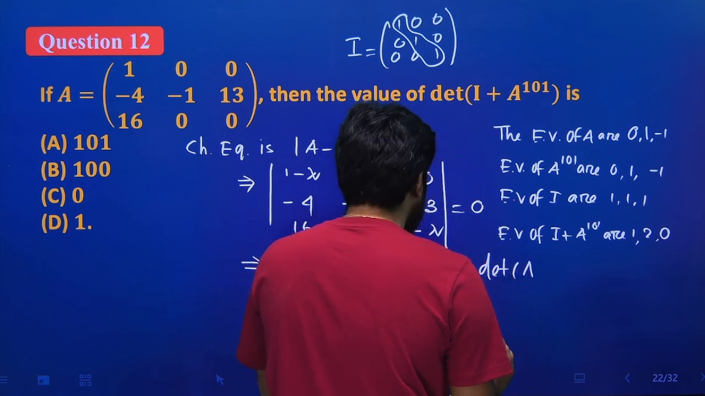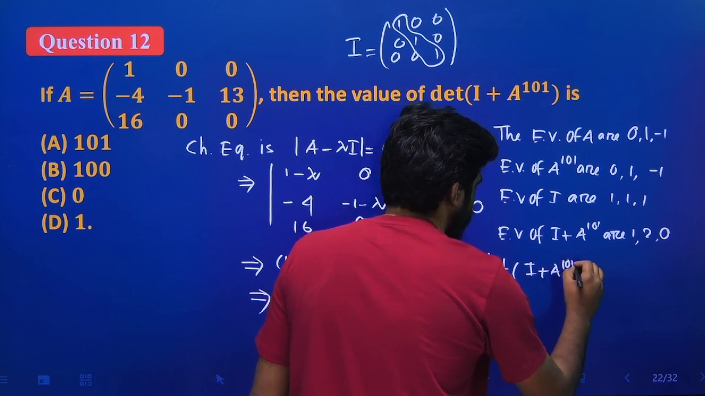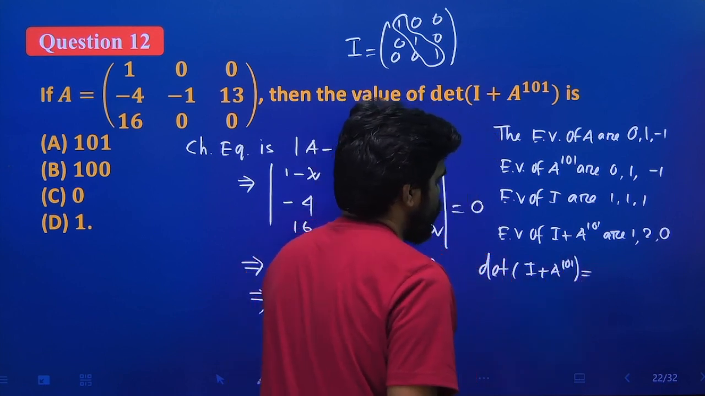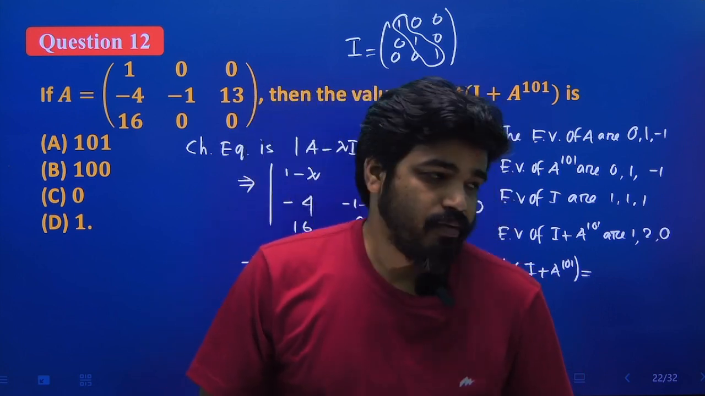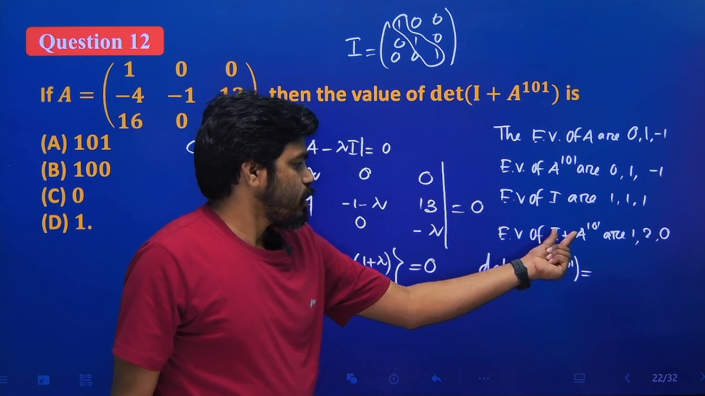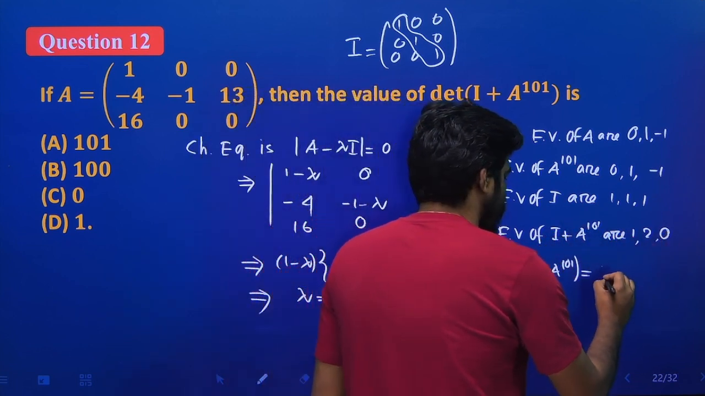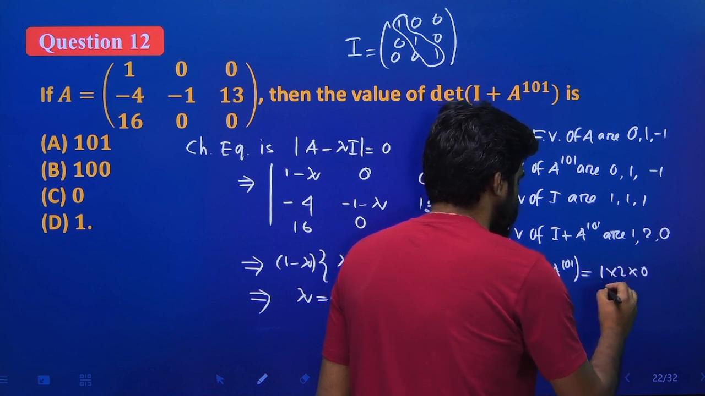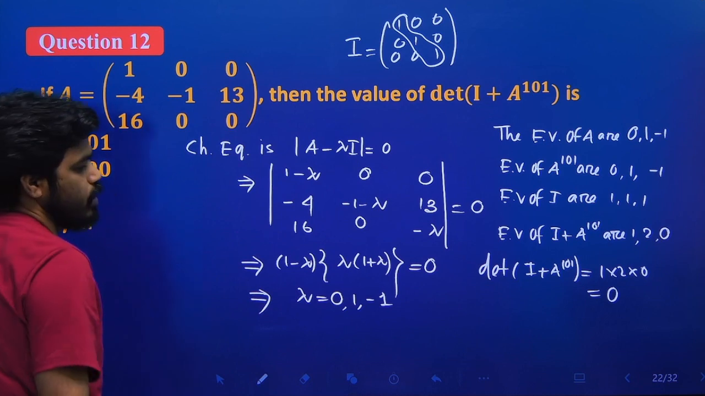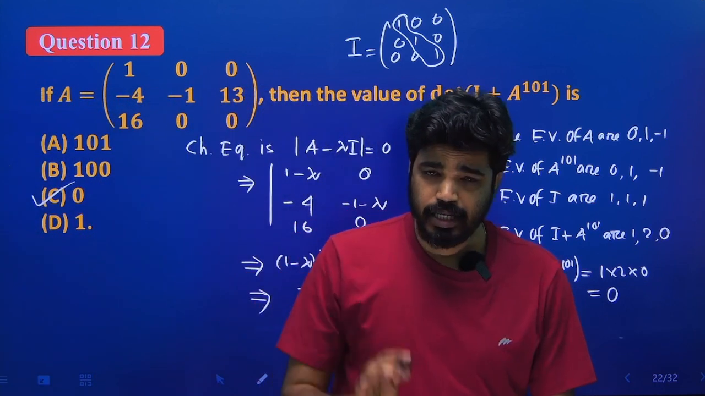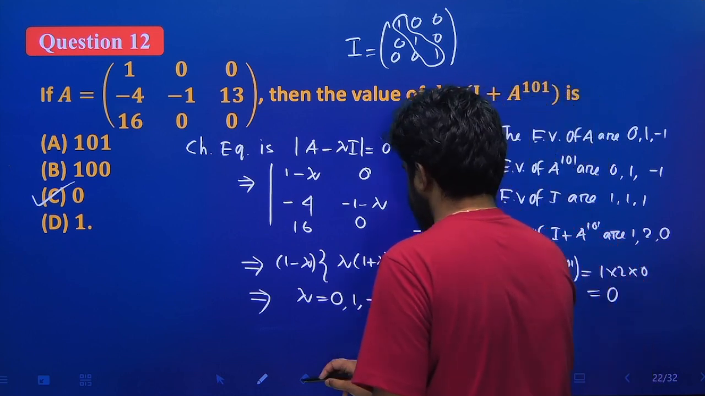So determinant of I plus a to the power 101, we know that determinant is equal to the product of the eigenvalues. So eigenvalues of I plus a to the power 101 are 1 2 0. So the product of the eigenvalues is 1 into 2 into 0, so this is 0. So option C is the correct answer. Is it clear? Okay, so next example.